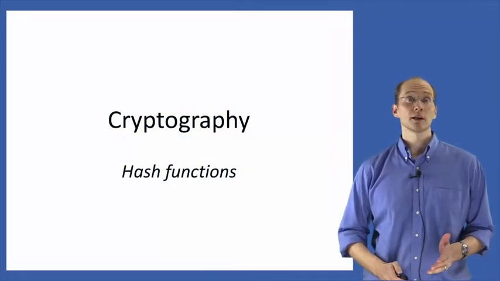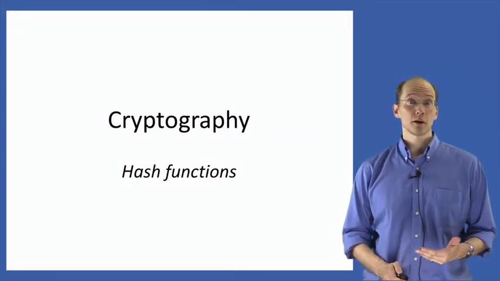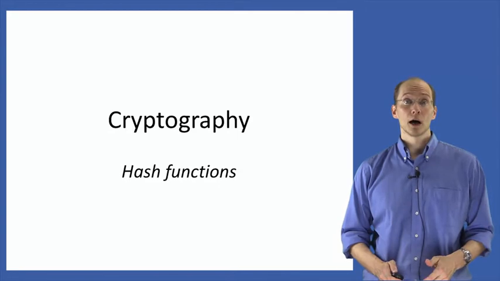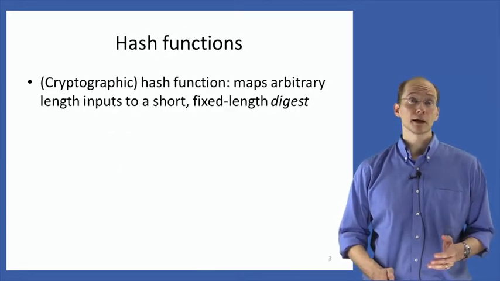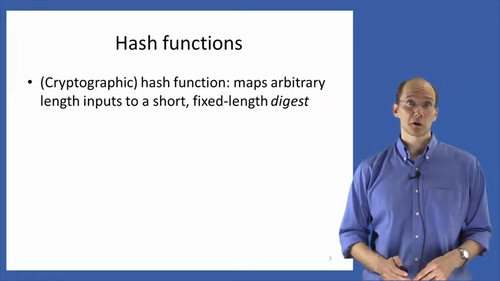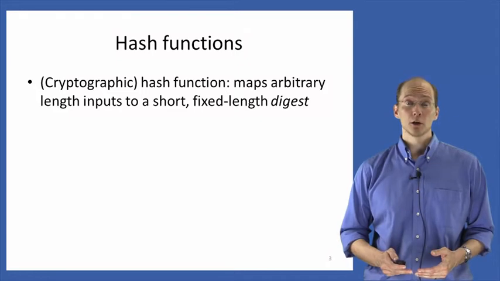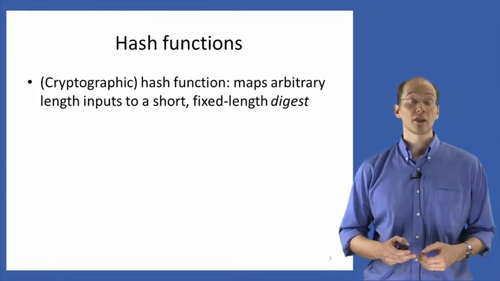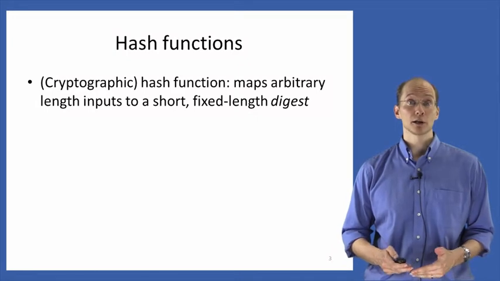In this lecture, we're going to take a brief detour from the topic of message authentication to study the important cryptographic primitive of hash functions. Very roughly speaking, a cryptographic hash function is a function that maps arbitrary length inputs to short, fixed length outputs. And the output of a hash function is very often called a digest.